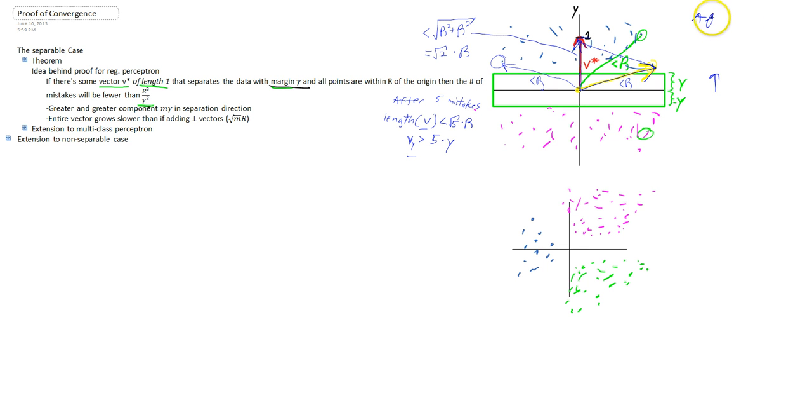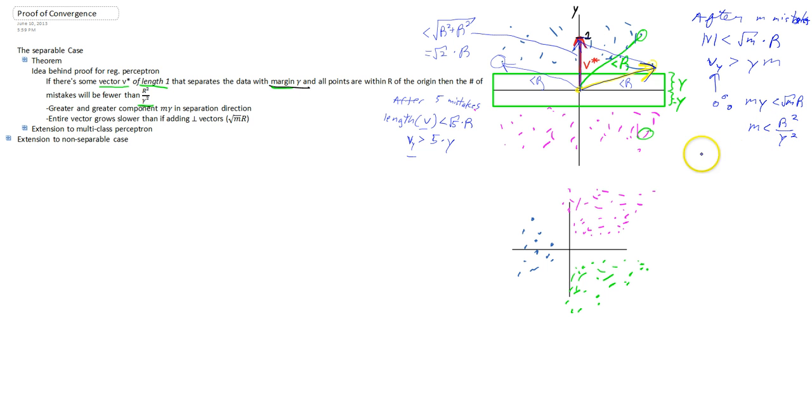Okay, so after m mistakes, we know that the length of v is going to be less than root m times r, and we know that vy is going to be greater than gamma m, and obviously this has to be less than that. So this has to be less than that. Therefore, m gamma has to be less than root m r. Cool. And so we're going to solve for this. We can square both sides, and we're going to get m is less than r squared over gamma squared.